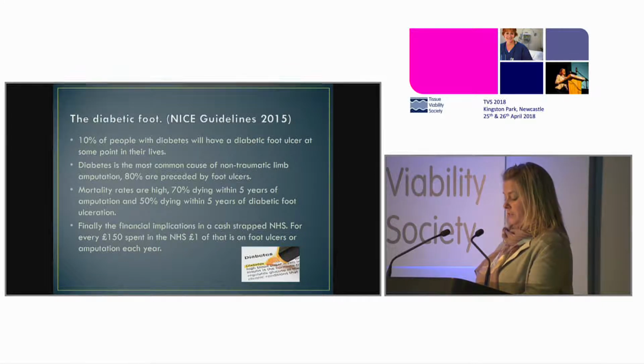Then there's the financial implication of the cash-strapped NHS. For example, for every £150 we spend in the NHS, £1 of that is on foot ulceration or amputation each year.